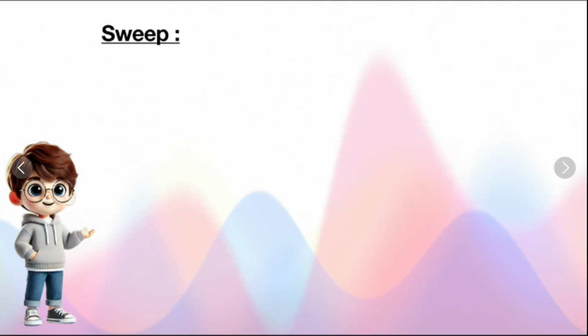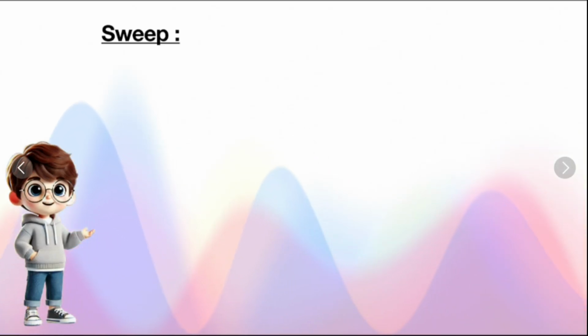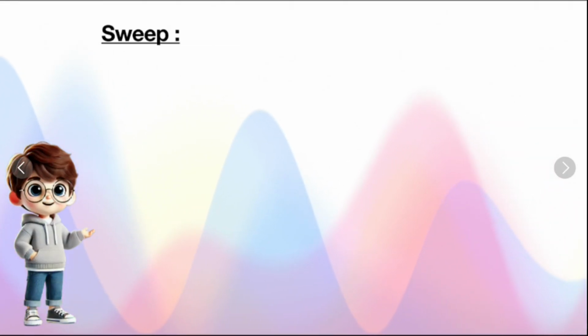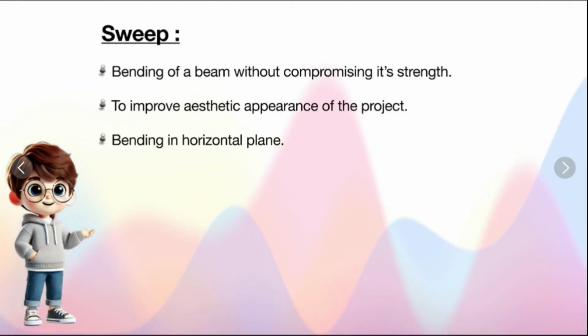Now, what is sweep? Sweep is bending of a member in the horizontal plane without compromising its strength. So we have a purpose for providing camber to a beam. But what is the main purpose of sweep? The main purpose of sweep is bending of a beam without compromising its strength, just to improve the aesthetic appearance of the project.